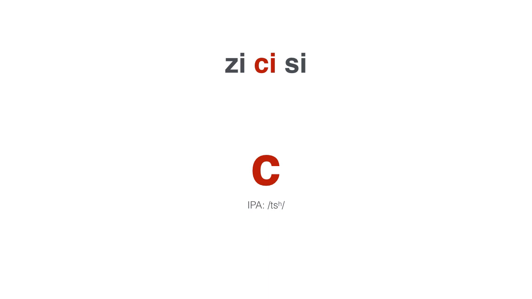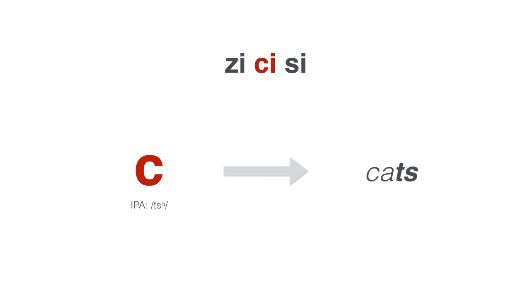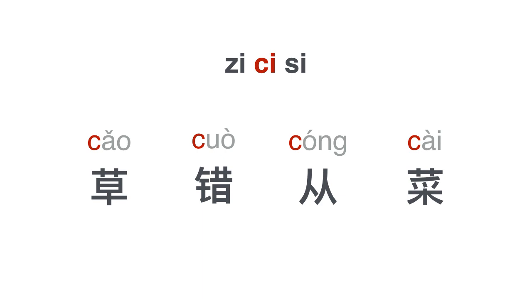And now let's move on to the C sound. You might have noticed already, the letter C sounds like C as in cats. Here's some examples. The word for grass is 草. The word for mistake is 错. The word meaning from is 从. And the word for vegetable is 菜.